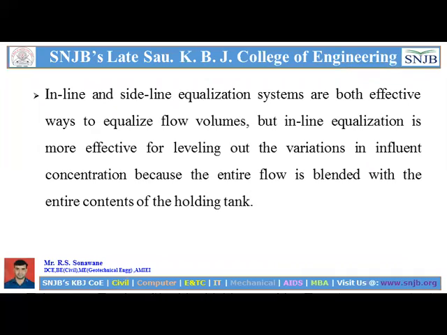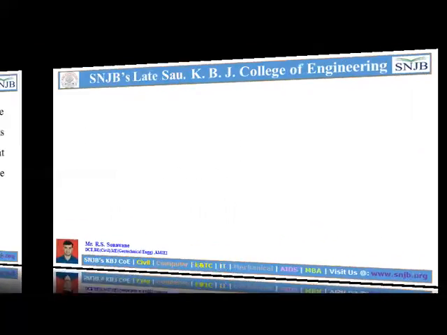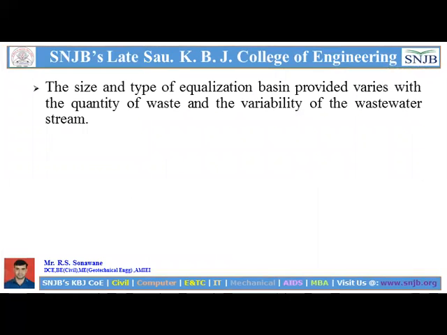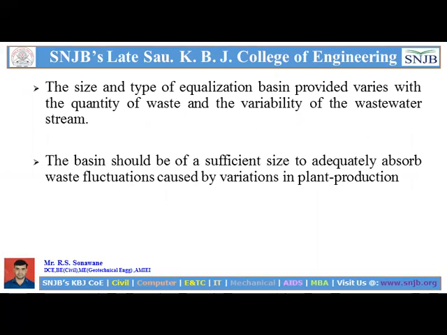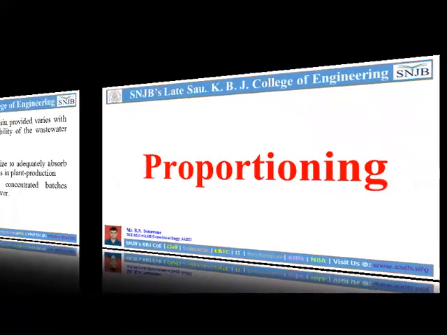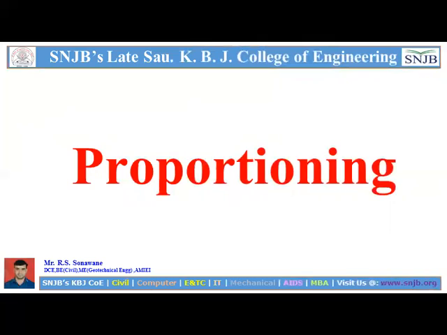Inline and sideline equalization system. The size and type of equalization basin required varies with the quantity of wastewater and variability of wastewater streams. The basin should be of sufficient size to adequately absorb fluctuations, as we saw in a previous slide also. Equalization simply means maintaining waste in a basin of a particular unit, and the water quality and characteristics will be maintained in terms of pH, color, odors, etc. This is about equalization, including inline and outline equalization.